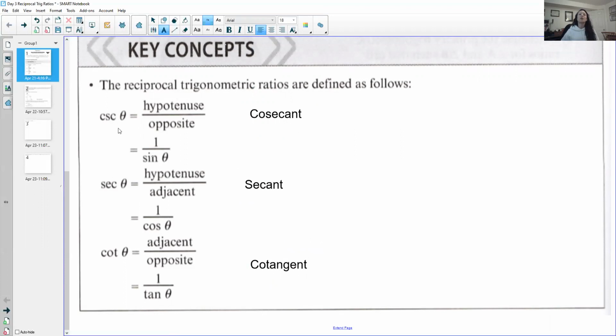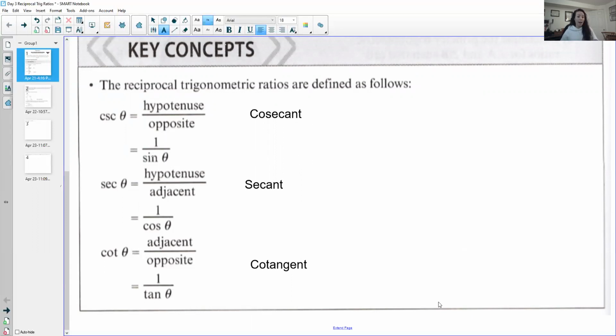Okay, so the cosecant is the reciprocal or the flip of sine. So 1 over sine is equal to the cosecant. So sine theta was opposite over hypotenuse. Cosecant is the flip, so it's hypotenuse over opposite. Cosine was adjacent over hypotenuse, so secant is hypotenuse over adjacent, okay? And cotangent, tangent was opposite over adjacent, cotangent is adjacent over opposite.